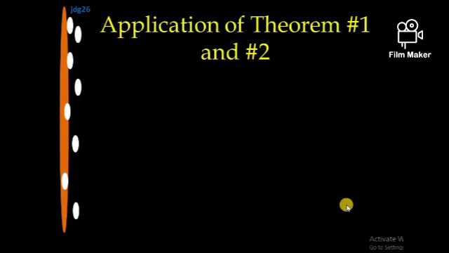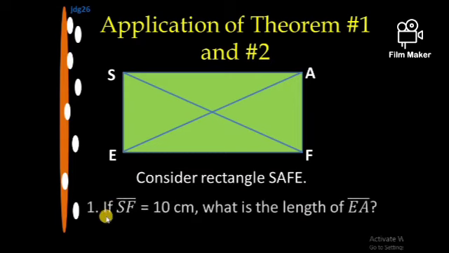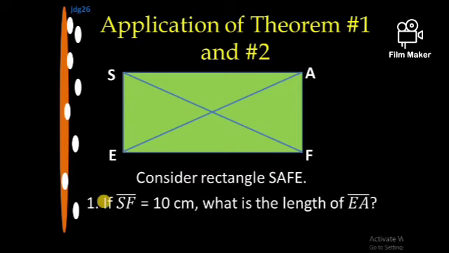Application of theorem number 1 and number 2. Let us consider the rectangle SAFE with the diagonal SF and diagonal EA. Question number 1. If segment SF, the first diagonal, is 10 cm, what is the length of segment EA? What do you think the answer is? Correct! The answer is also 10 cm.